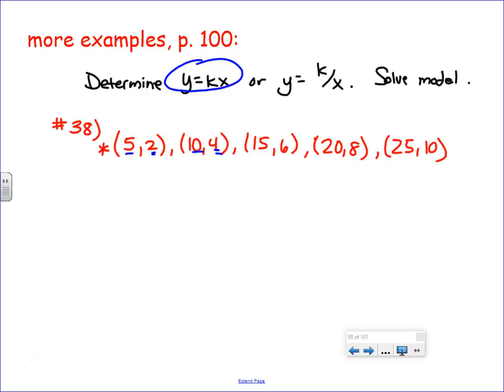Sound good? So then we go ahead and plug in. Y is 2. K, I don't know. X is 10. What is X with 2? 5. It's a rough Monday. It's okay, we'll get there. What does K equal?